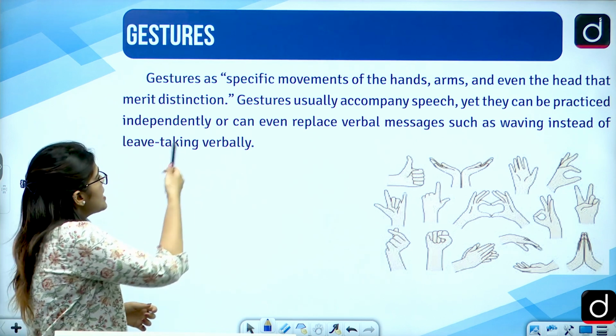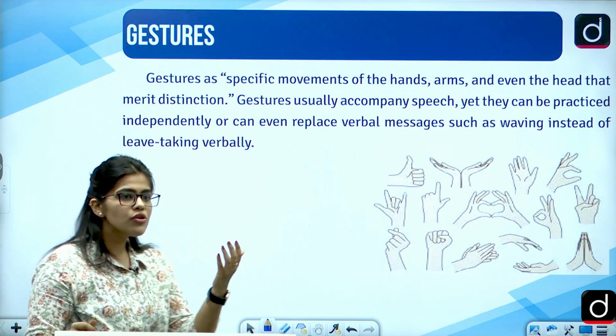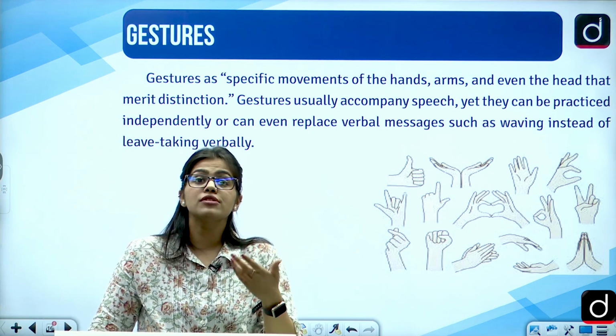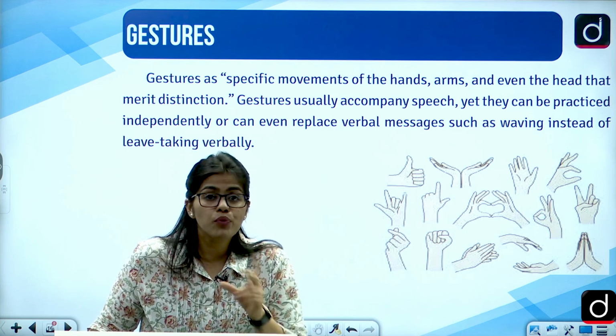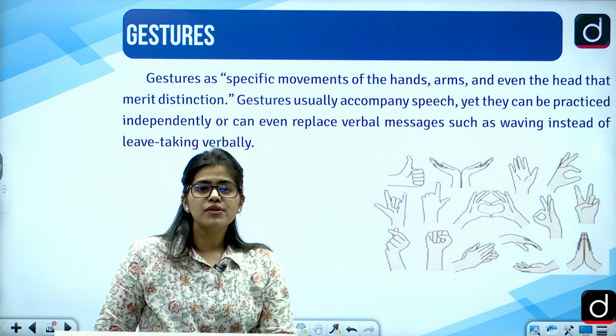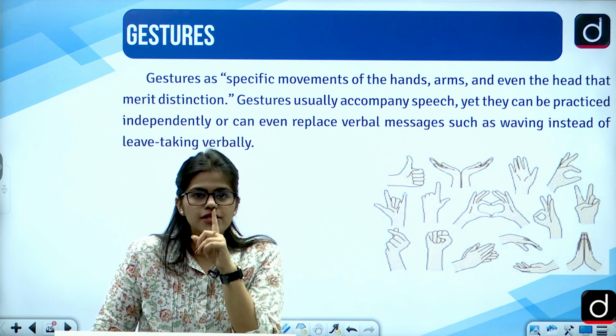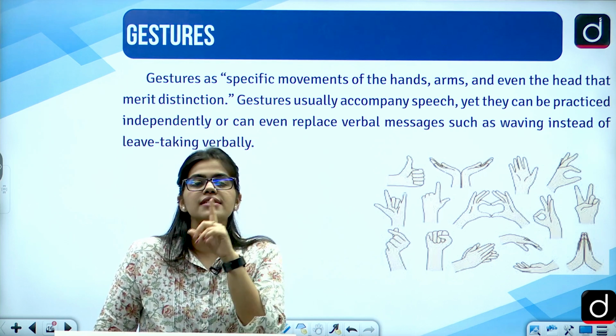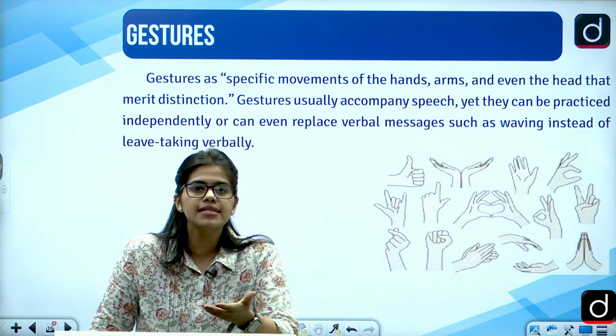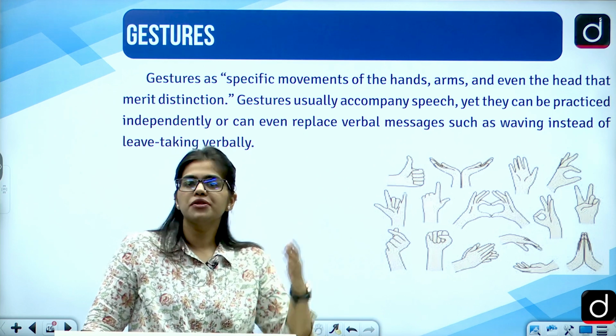Right? So the waving, instead of speaking, I can also use gestures to tell, and they can also replace my verbal aspect. For example, if I want to say that I want you to stay quiet in the class, I just put my hands on my lips. So this is a gesture, and you will understand what the other person is trying to say.